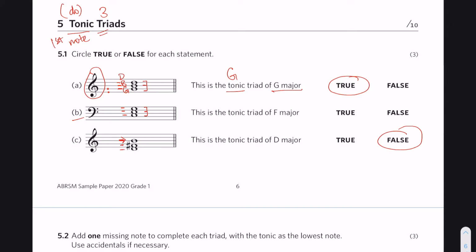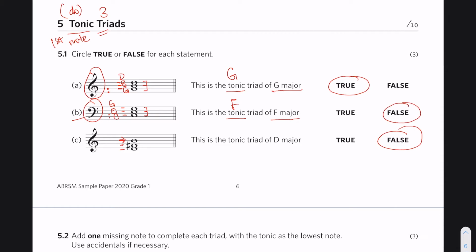Question B. The statement is, this is the tonic triad of F major. Let's check to see if the lowest note is F. This time we have bass clef. In bass clef, we start with all cows. So the first note, or the lowest note here, is C. The third is E. The fifth is G. We have C, E, G. But we are in the key of F major, and if we have to build a tonic triad, we have to start with F. This is not correct because this triad is built on C instead of F, so false.